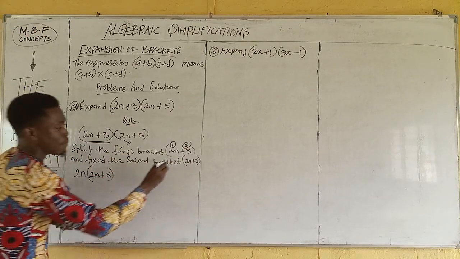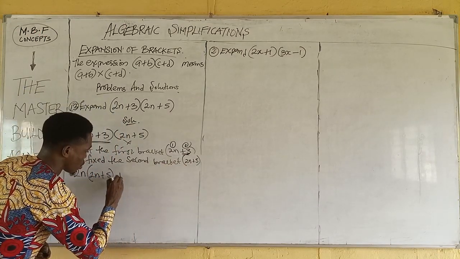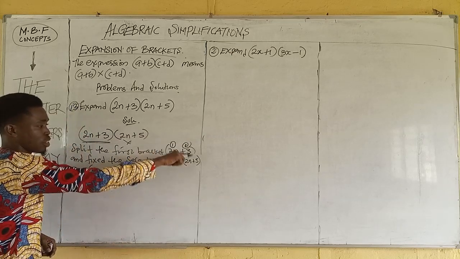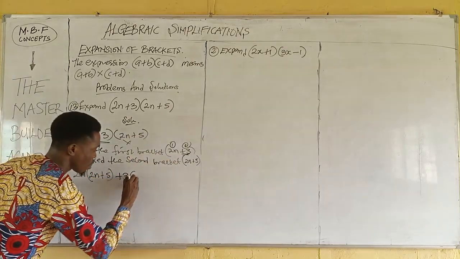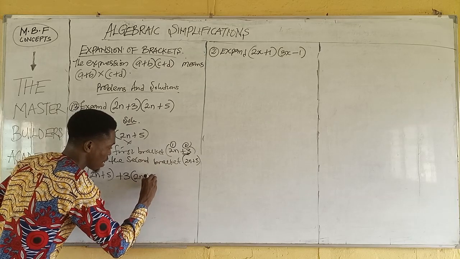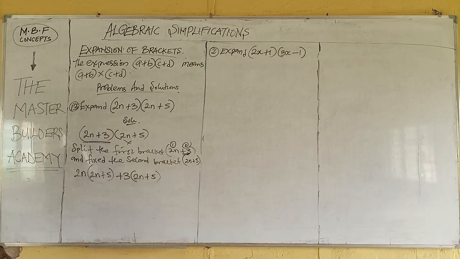Then, what's the next term here? The next term is plus 3. So put down plus 3, and also multiply plus 3 by the fixed bracket, which is 2n + 5. If this is understood, we are done. It's as simple as this.